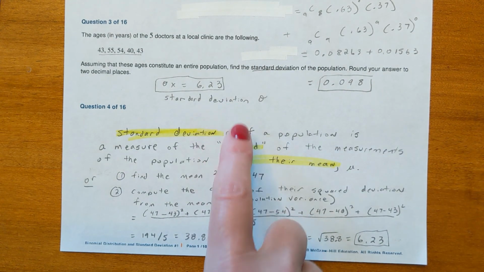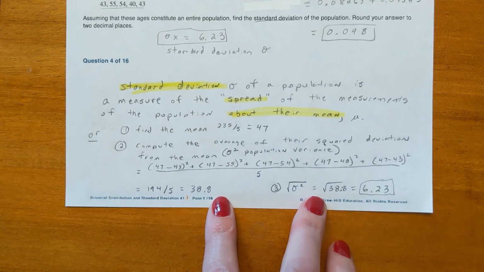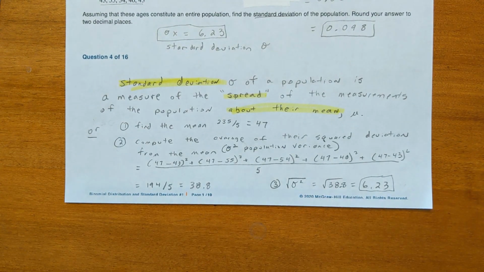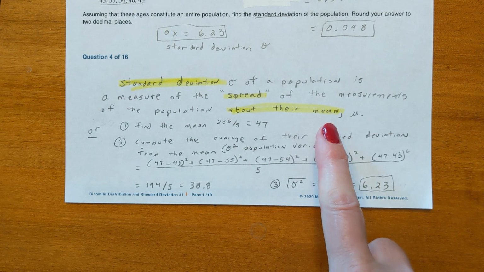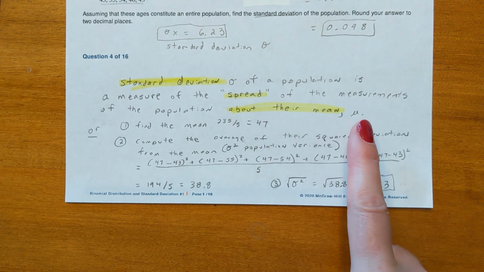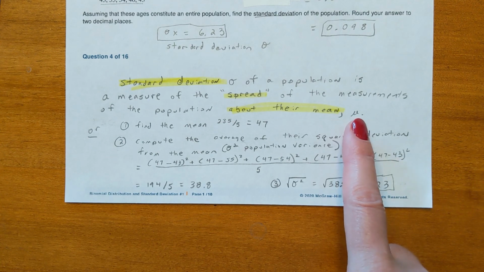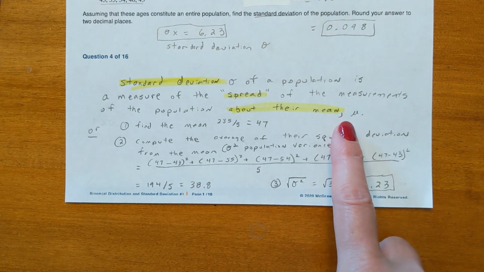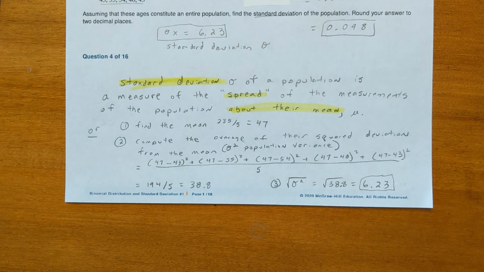So, okay, the longer answer to how you do that. The standard deviation, or sigma, of a population is a measure of the spread of the measurements of the population about their mean. And they give a fancy word to it, just like they do for standard deviation: the Greek letter sigma. They use the Greek letter mu, which is like a U with the line to the left, for the mean.